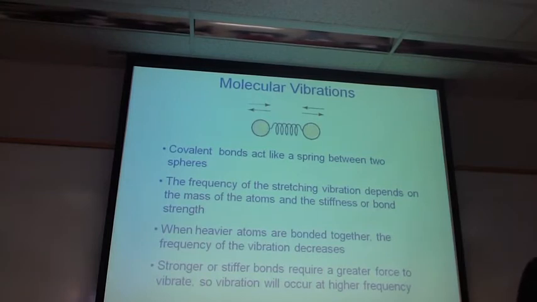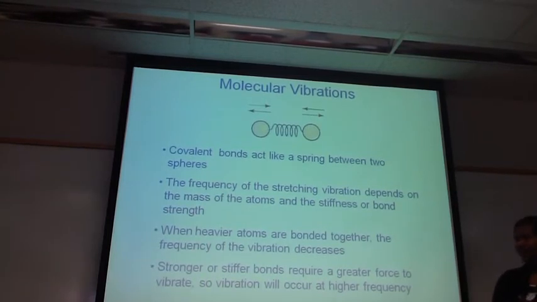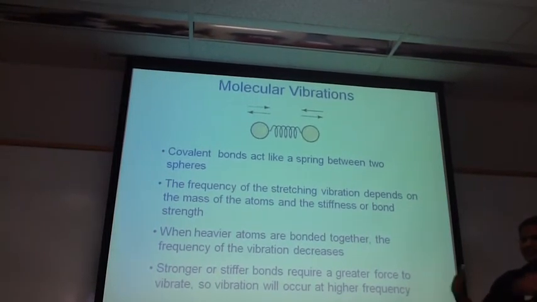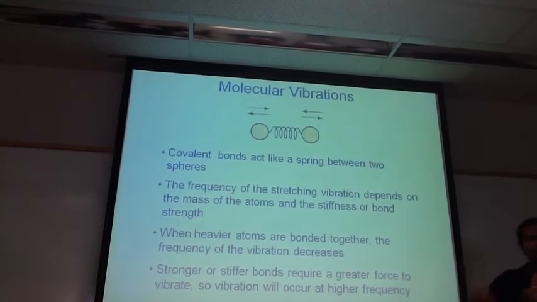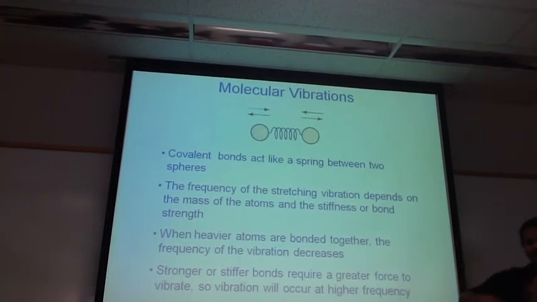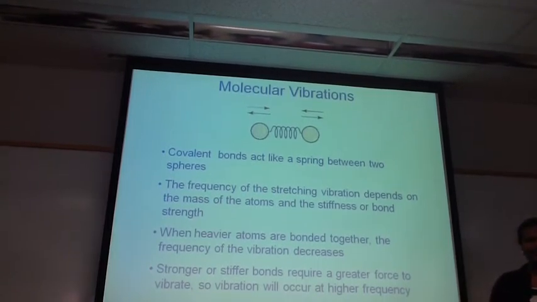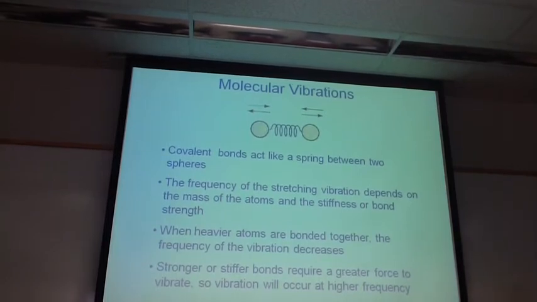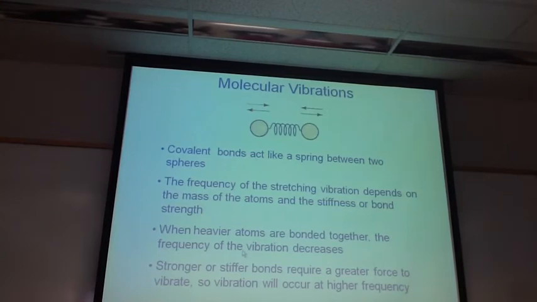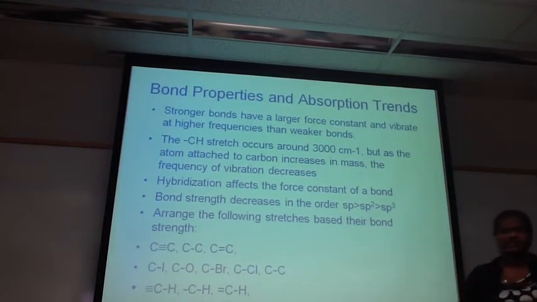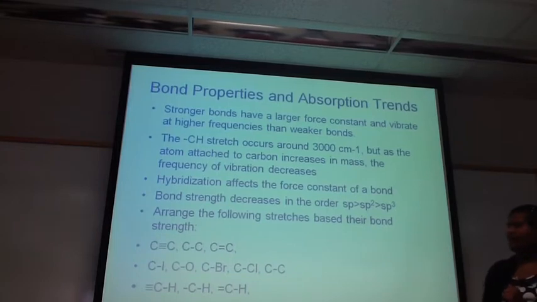If you have a stronger bond, like a triple bond or a double bond, it will require more energy because it's stiffer and shorter. If you want to flick a really strong spring, you need more energy to make it vibrate. So if the bond is stronger, the frequency becomes higher, and if you have heavier atoms, the vibration will be lower. Triple bonds are sp, so sp will have the highest frequencies.